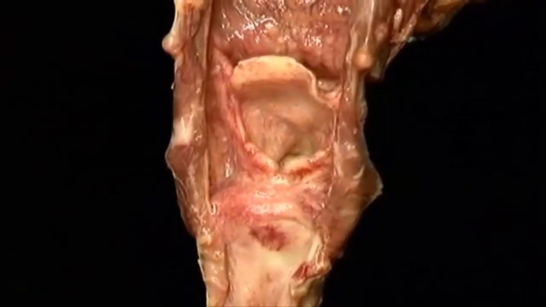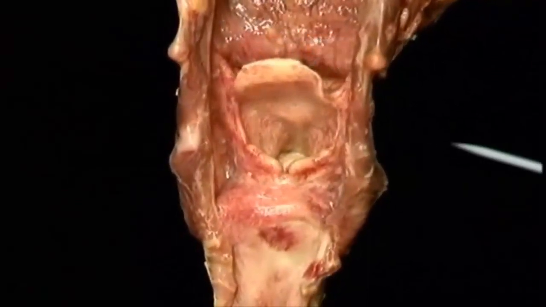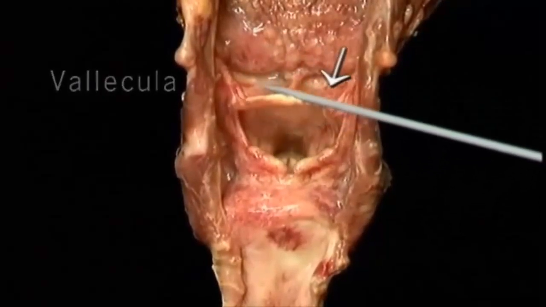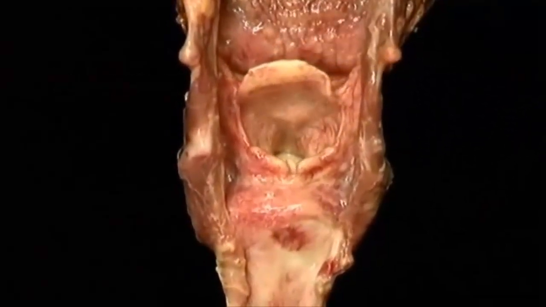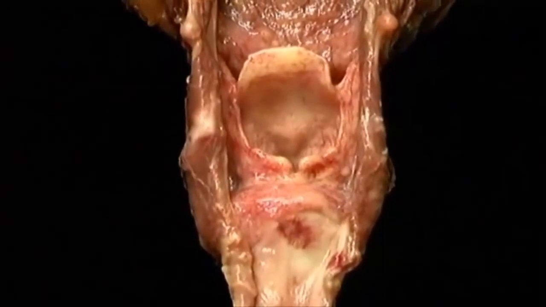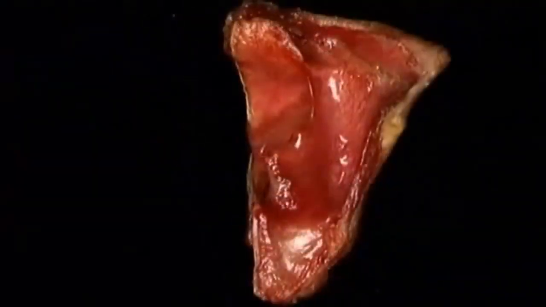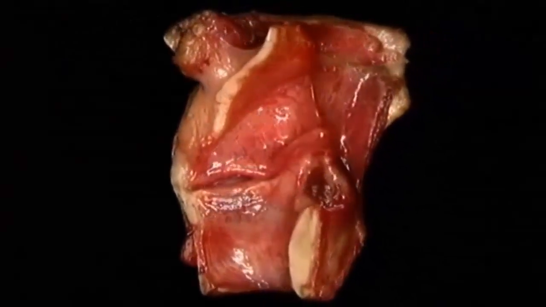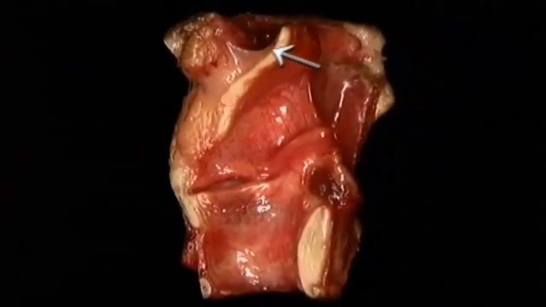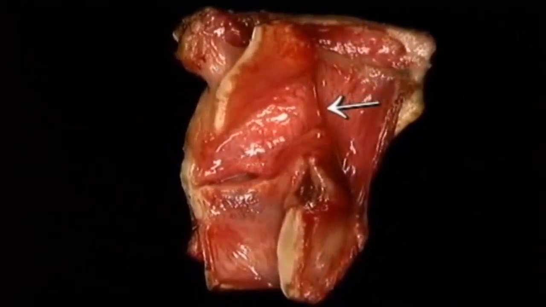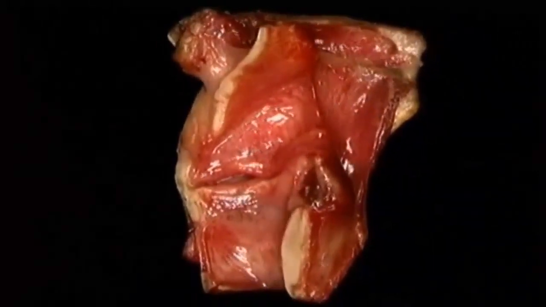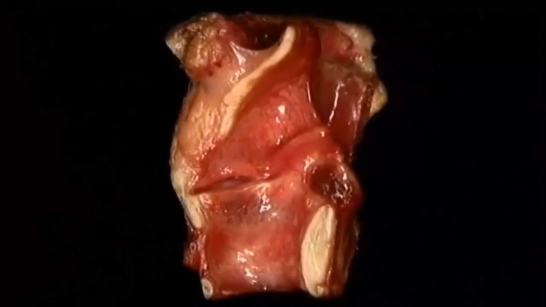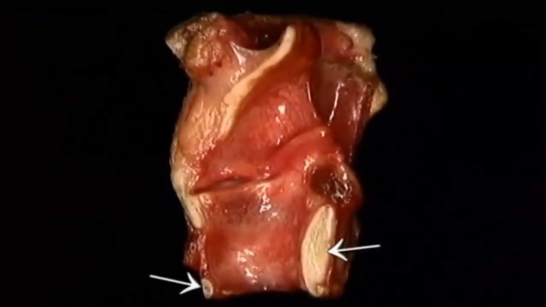Here in front of the epiglottis is the back of the tongue. The space between the tongue and the epiglottis is the vallecula. To see the larynx from inside, we'll look at a specimen that's been divided in the midline. Here's the epiglottis. Here's the aryepiglottic fold. Here's the divided thyroid cartilage and the divided arch and lamina of the cricoid cartilage.